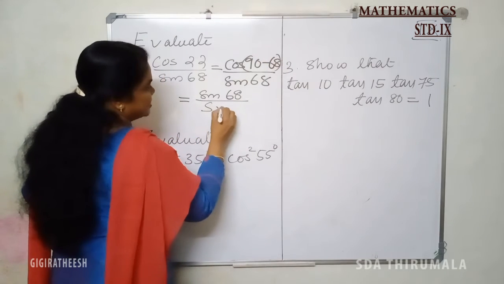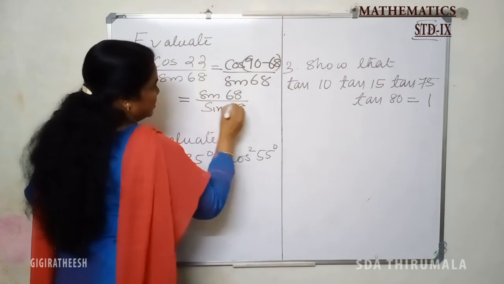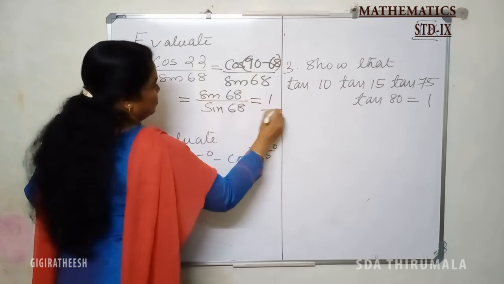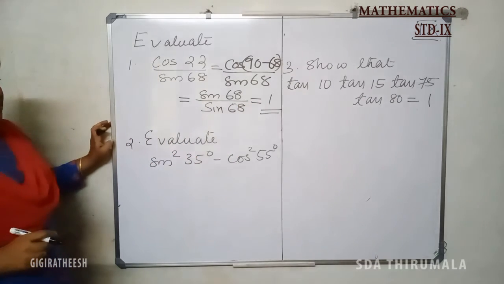That by sin 68, cancelling this, is equal to 1. Sin 68 by sin 68 is equal to 1.